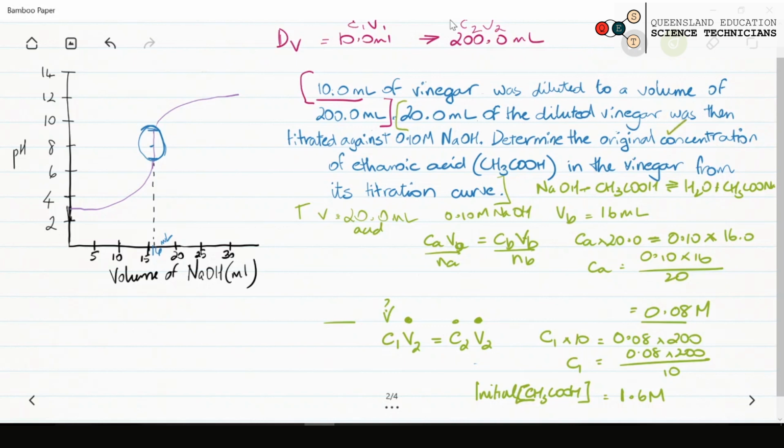To do that, I've used the check that I've done the correct volumes and the correct ones. So the 20 mils went into my acid. My 0.1 was from the concentration of the base. The 16 is from the volume over here, so those are correct here. And my final volumes, I had 200 and I had 10, so I've substituted correctly and I've used that correct concentration.